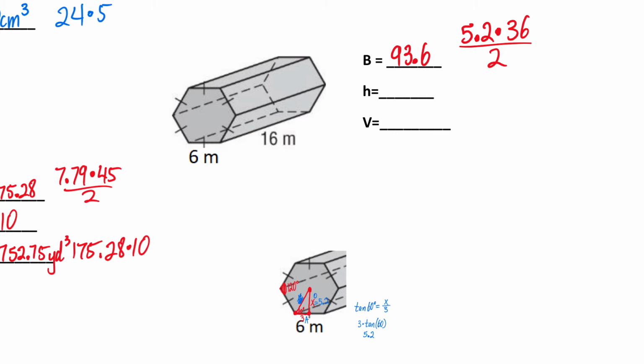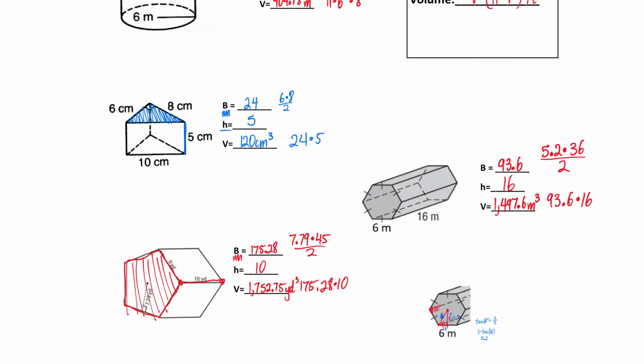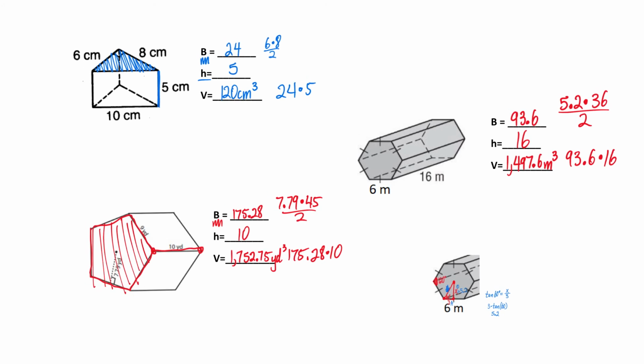And then what's the height of this prism? 60. And then we're going to do area of the base times the height. 1,497.6. That's good, so we know.